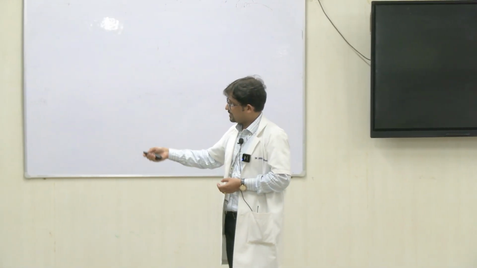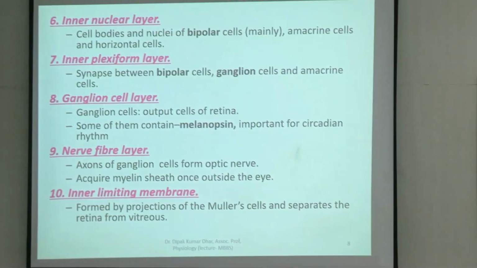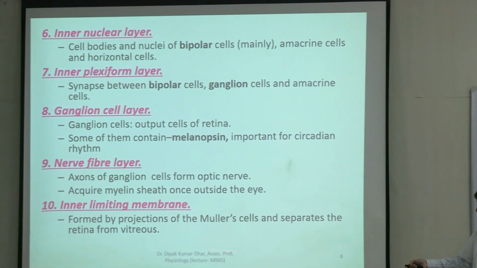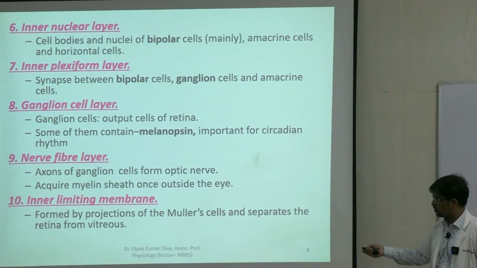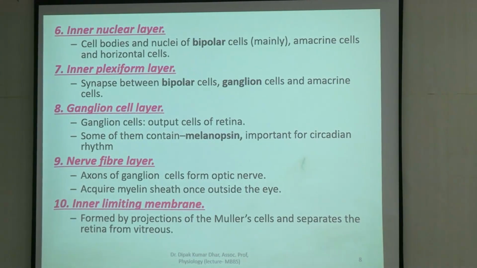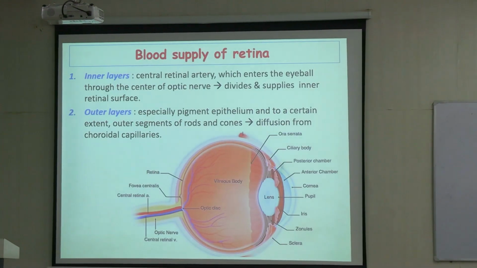So these cells which are present over here are the melanopsin containing cells. The nerve fiber layer is formed by the axons of the ganglion cells, and finally the inner limiting membrane is also not a true membrane but projections of the Muller cells. So the boundary between the retina and the vitreous is the inner limiting membrane.